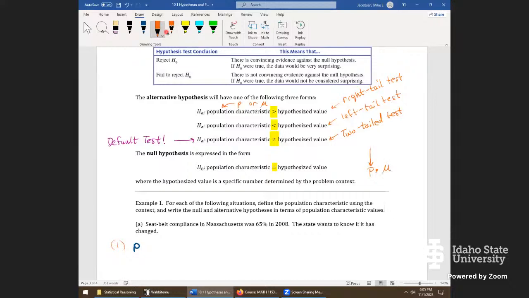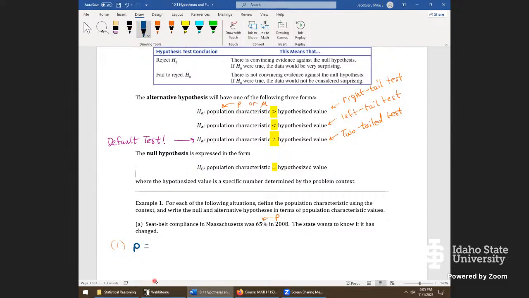And the only reason we decide to use P here is it looks like the data is categorical. That's what told me probably categorical data. 65% in compliance means 65% of successes in this case, and 35% of failures in that case. If they gave us something else like an average of 2.67 seconds, we would have used mu instead. That would have been numerical data. But here we're going to go for P only because of this statement. So that's our population characteristic.